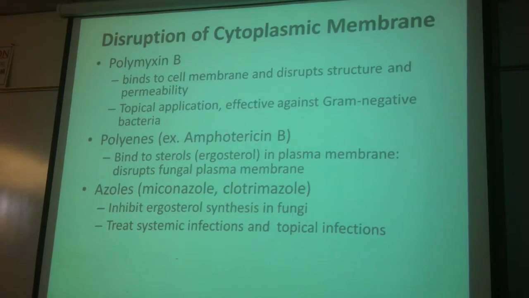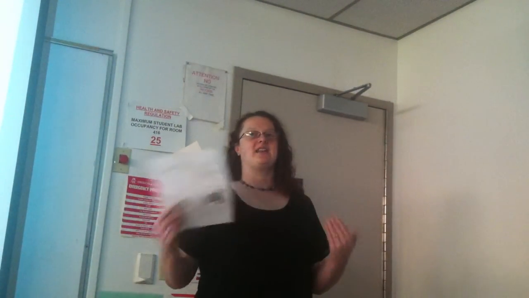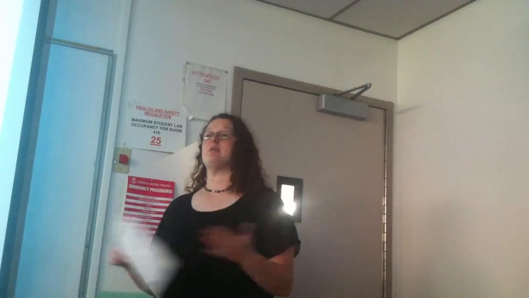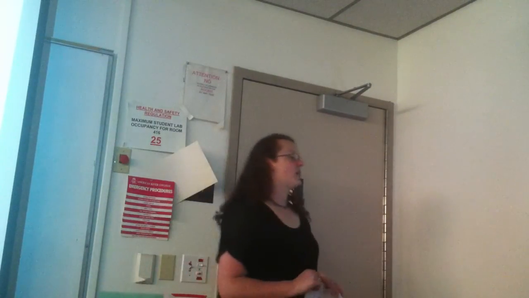So, you mess with the cell wall, you can mess with the cytoplasmic membrane. Here's a couple of drugs that will actually disrupt the cytoplasmic membrane. Polymyxin B binds to the cell membrane, disrupts the structure and permeability. So again, cell membranes are supposed to be semi-permeable. If you mess with that semi-permeability, then you have problems. They're supposed to be able to keep things out and keep things in.